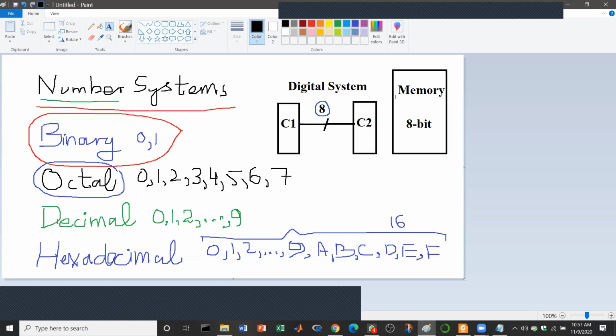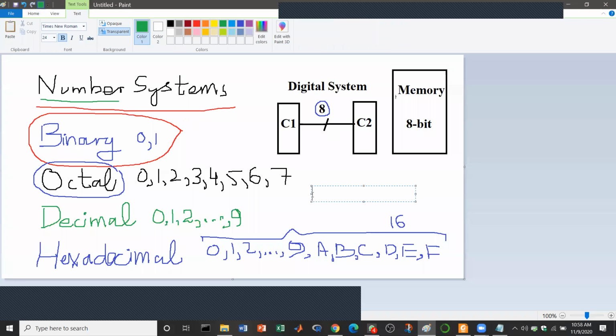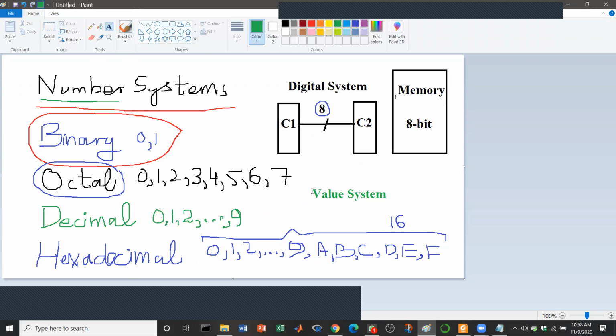And the decimal number is our value system. We already know that the decimal number is our value system. A value system is primarily a system which we use in our daily life, and it is tied to primarily the counting of, for example, money. पैसे से link है इसका. So that's why we study the decimal and also the hexadecimal.